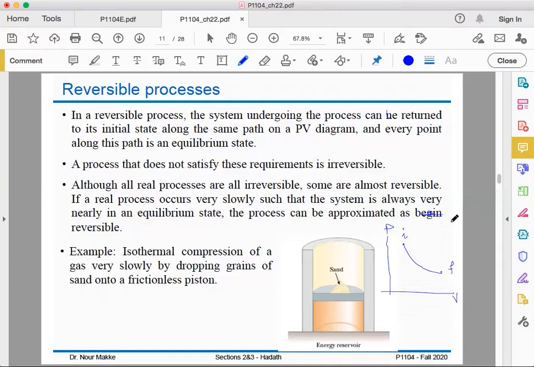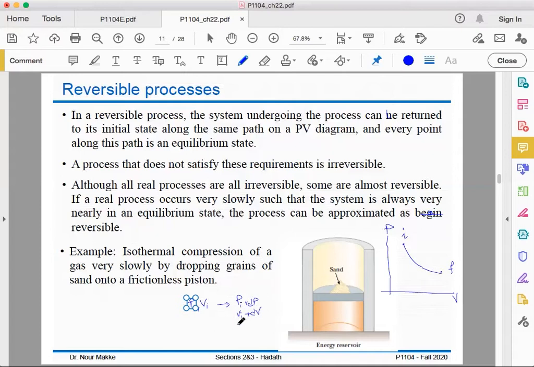For example, an isothermal compression of a gas very slowly by dropping grains of sand onto a frictionless piston. So if you have here a given gas, okay? This is the piston, and then you drop a few grains of sand every so often. What actually happens is you are compressing the gas, and it goes from a state, let's say Pi, Vi, into another state, Pi plus dP, Vi plus dV.